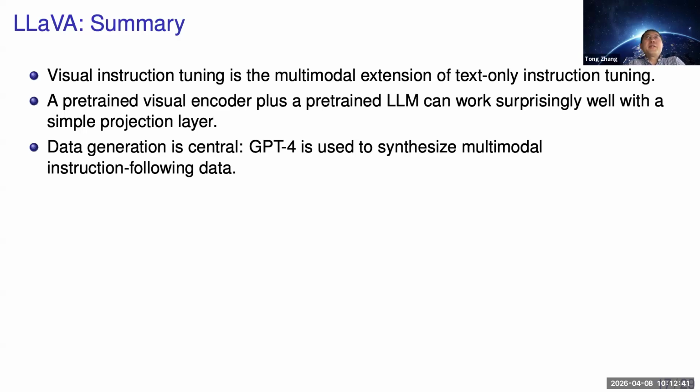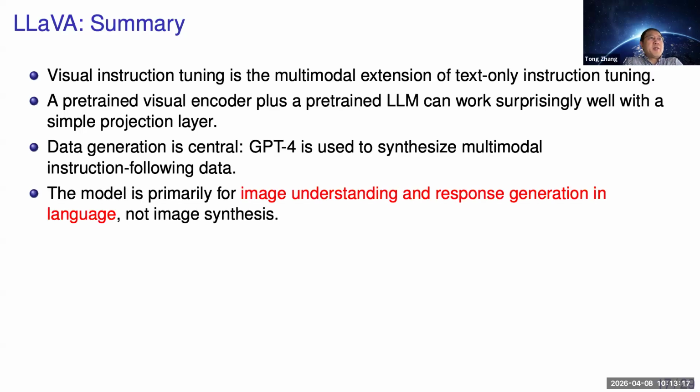Data generation is central, right? So how do you generate? Turns out that they have these ideas about using GPT-4 to synthesize some instruction-following data, with the assumption that the understanding ability is more or less already there. You just need to bring it up by using this data. So you don't need a lot of data. You are not training the inherent ability. You are more training how they follow instructions to interpret these visual tokens, which is a much easier task. The more primary understanding, response generation is in language, not in synthesis.